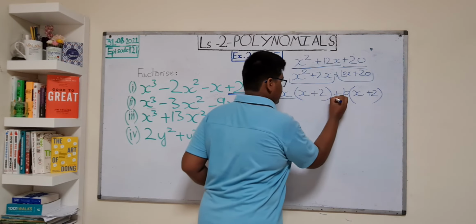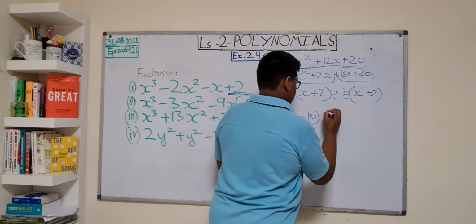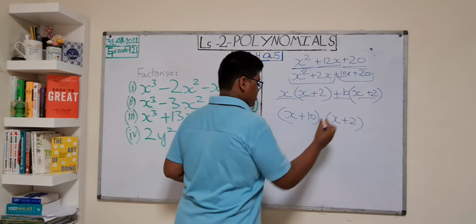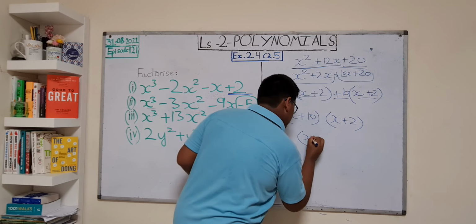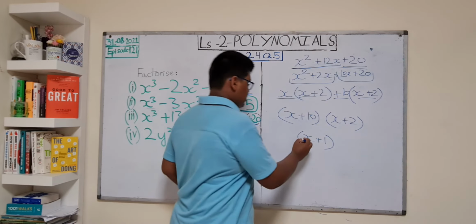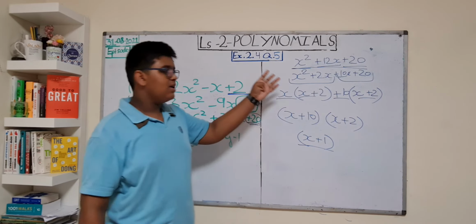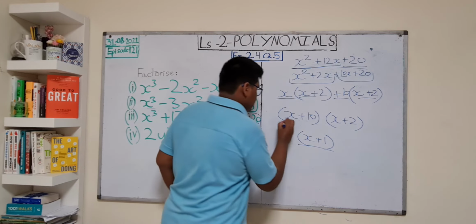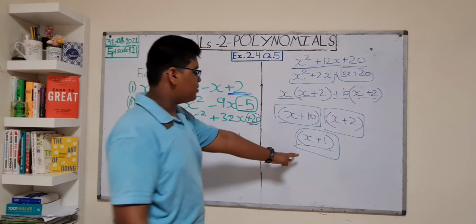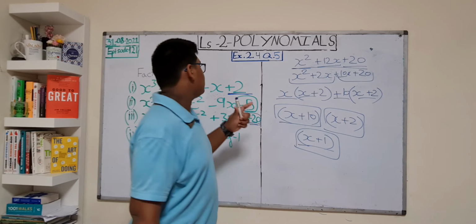So if we take x plus 10, this will be our first factor. Then if we take x plus 2, this will be our second factor, and then x plus 1 will be our third factor. What is x plus 1? x plus 1 is the factor from which we did the remainder theorem and solved the division. So these are the three factors of the cubic polynomial. So these were the answers for question number 3.